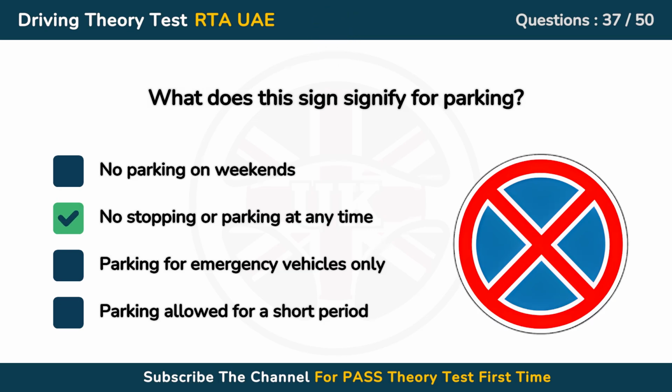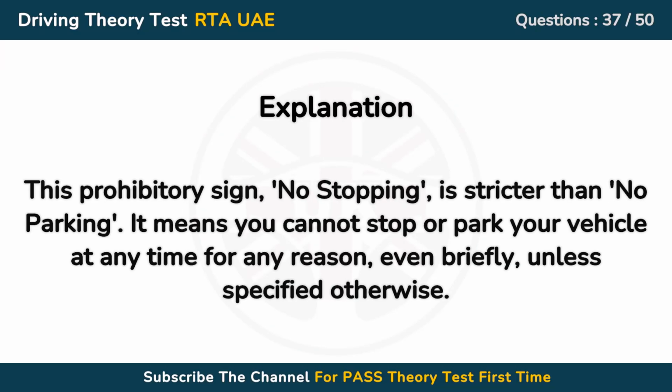Question 41. What does this additional information plate indicate in conjunction with a priority sign? A, the direction of the priority road at an intersection. B, a recommended route for heavy vehicles. C, a detour ahead due to road closure. D, the end of a priority road.